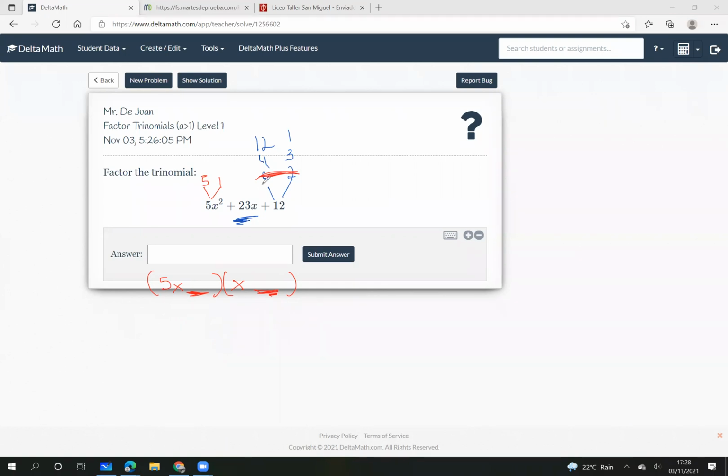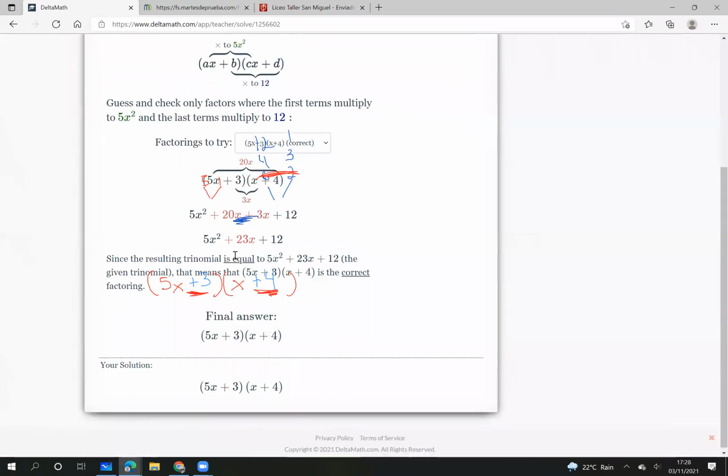Let's try out if I flip those numbers around. If I put 3 here and 4 here, I'm changing the numbers. Remember, the order matters. I'm flipping it up. Because now let's see. If I do 5 times 4, I get 20. And 3 times x, I get 3x. So 3 plus 20 is 23x. What number was I looking for again? Oh yeah, that's right, 23. So I know that the answer has to be 5x plus 3 and x plus 4. Boom. Okay.